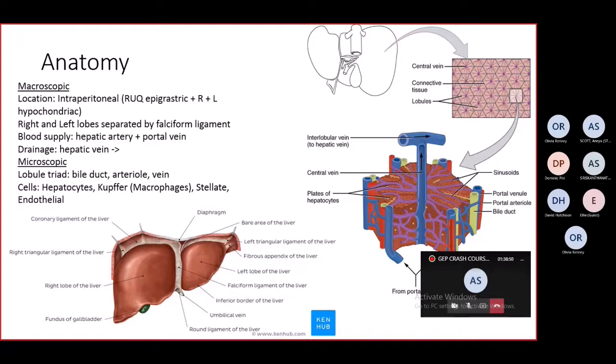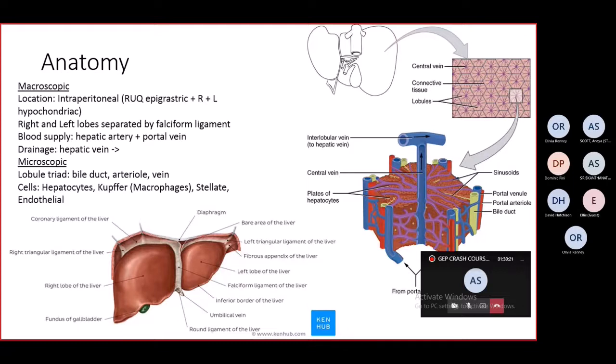about T12, and it gives rise to your common hepatic arteries, which then give rise to both your gastroduodenal, your right gastric, and your hepatic arteries. And then from your hepatic artery, you get your left and your right hepatic branches. And from your right hepatic branch, it also gives off the cystic artery, which is important as it supplies your gallbladder there. And in terms of drainage, you've got your hepatic vein.